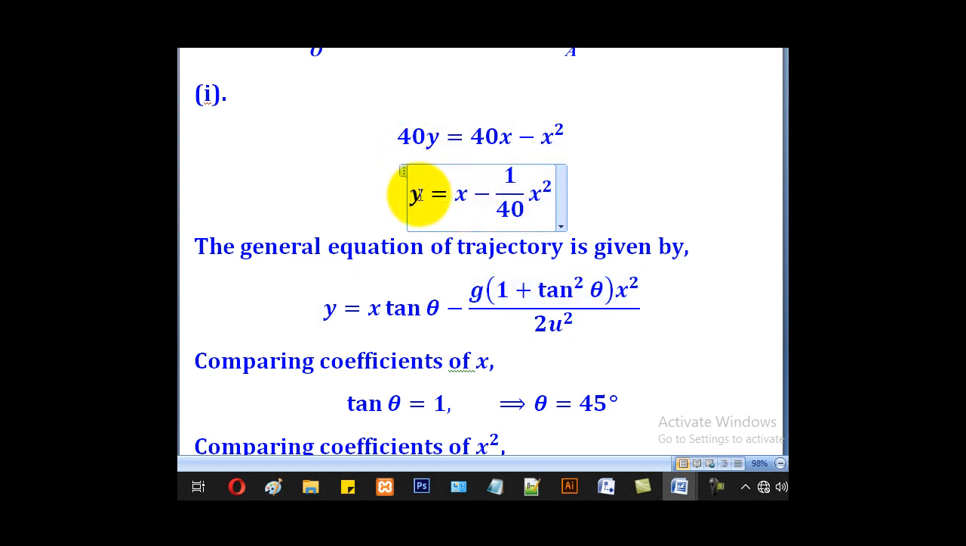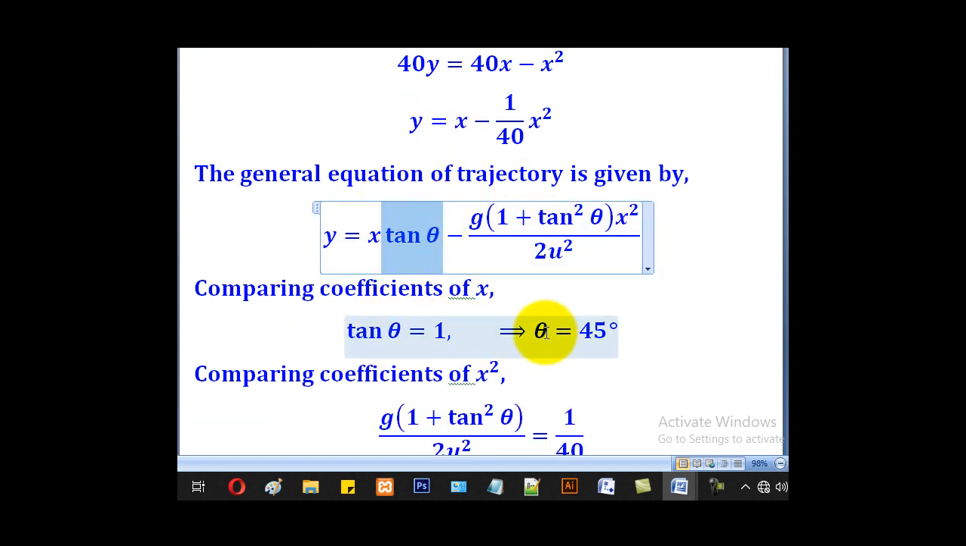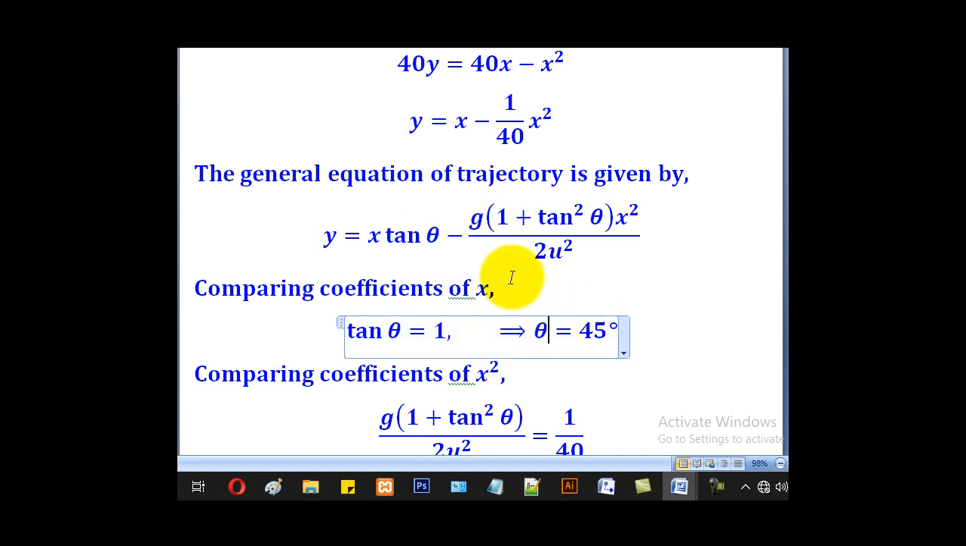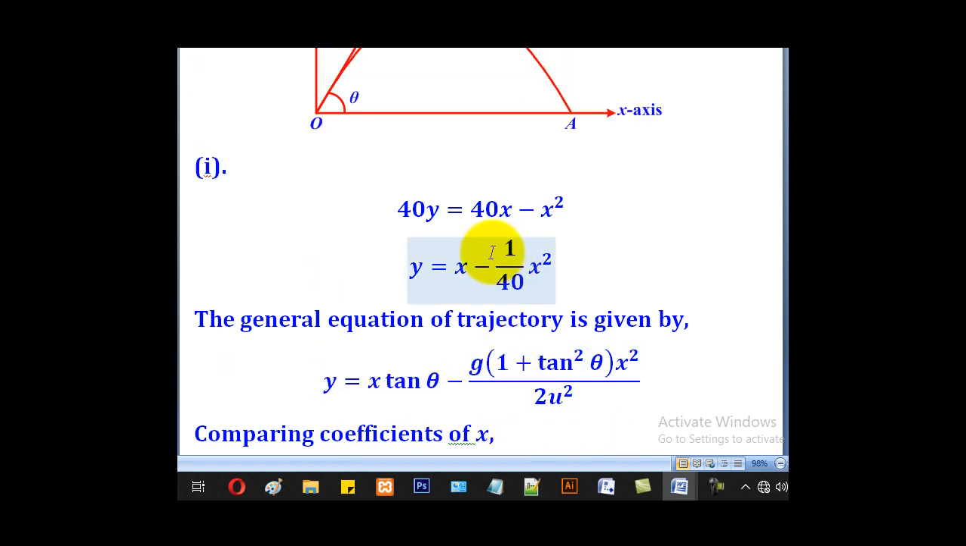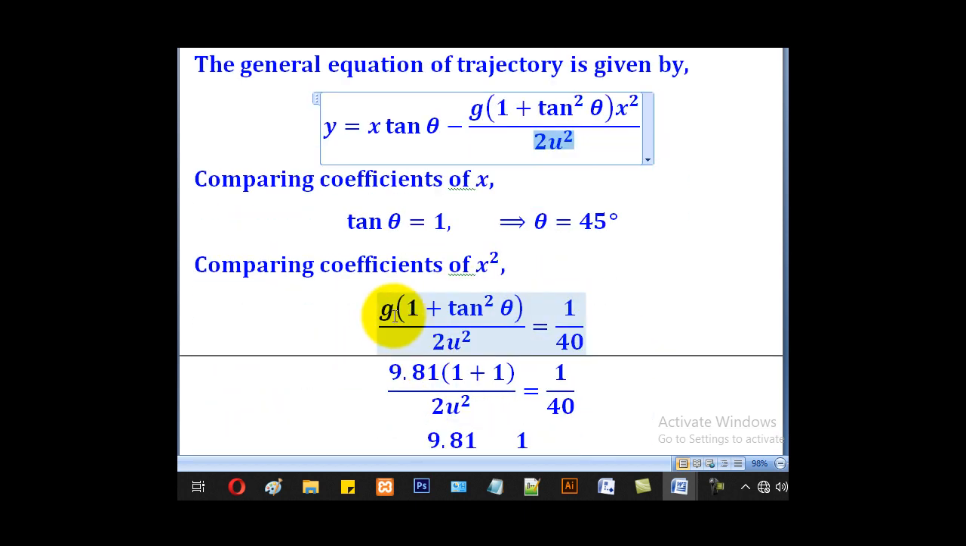When you compare, the coefficient of x here is 1, and the coefficient of x here is tan theta. When you equate the two, you come up with theta as 45 degrees. Do the same for the coefficient of x squared. This is 1 over 40, and for this it will be this over that. So equate the two. We know that tan theta is equal to 1, so substitute 1 here, which gives that.